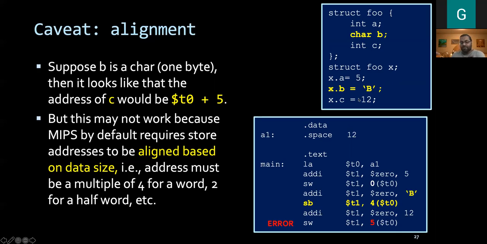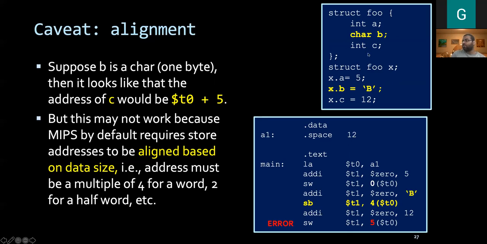So you have some padding in between. If c was a character, then store byte with offset 5 would work, because a character is 1 byte, so it can be at any offset. But if it's a word, it needs to be 4 byte aligned. And if it's a half word, it needs to be 2 byte aligned. Yeah, so you would waste a few bytes.